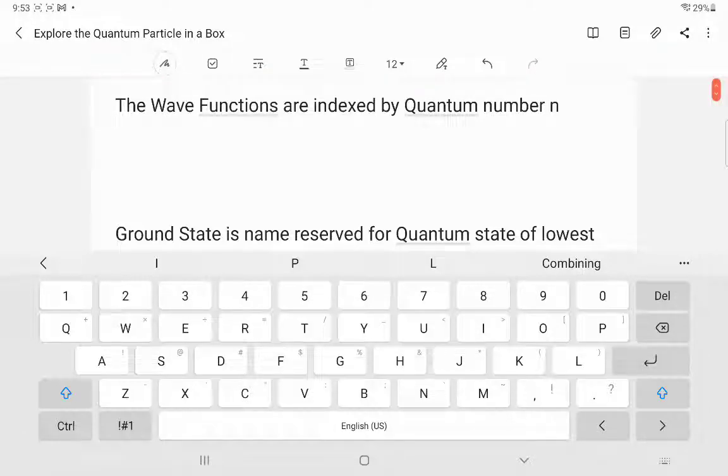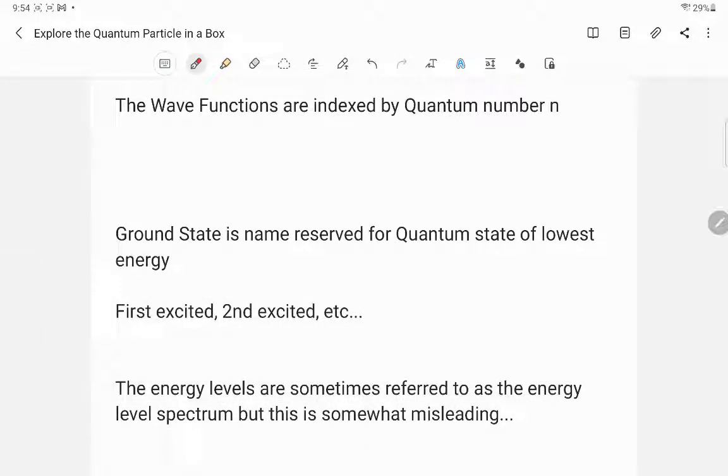So our wave functions are indexed by a quantum number n, and n we found was restricted to have values 1, 2, 3, up to infinity. We had energies, which depended on the quantum number: n squared pi squared h bar squared over twice the mass of the particle times the length of the interval squared.